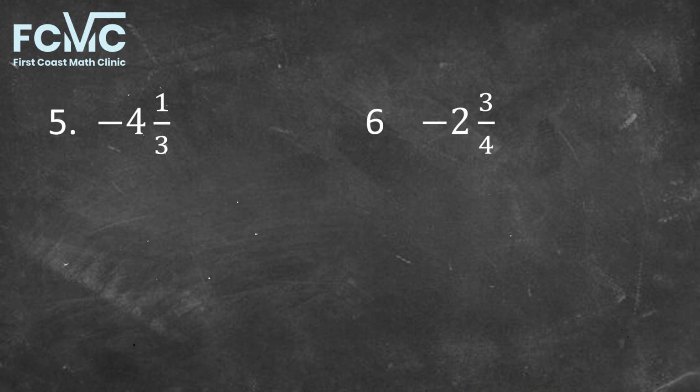So examples 5 and 6, we're dealing with negative mixed numbers. We want to convert them to improper fractions. So let's figure out how we're going to deal with this -4 and 1/3 and -2 and 3/4. We're going to start the same way we did in our previous examples. We're going to take our denominator, multiply it by our whole value. So 3 times -4 gives us -12. Now let's think, if we continue that next step and add the 1, we're going to get -11.